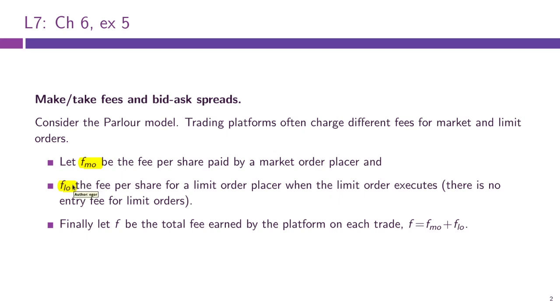For limit orders, this fee is paid whenever the order executes, if it executes. So there is no submission fee, no entry fee for limit orders, but there is an execution fee. For market orders, this distinction does not really matter. And we will let F with no subscripts denote the sum of the two, FMO plus FLO. This will be the total revenue that the exchange gets per trade, because there is a limit trader who submitted a limit order, and this limit order will be executed against a market order, so the exchange will get both fees.